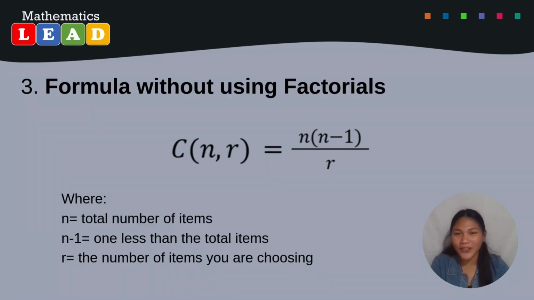And lastly, our third method is the formula without using factorial. Instead of finding the factorial of each number, you are just going to substitute the numbers easily. And through that, you can easily find the combinations of objects. Here is the formula. The combination of n and r is equal to n multiplied by n minus 1 over r, where n is the total number of items, n minus 1 is 1 less than the total items, and r is the number of items you are choosing.